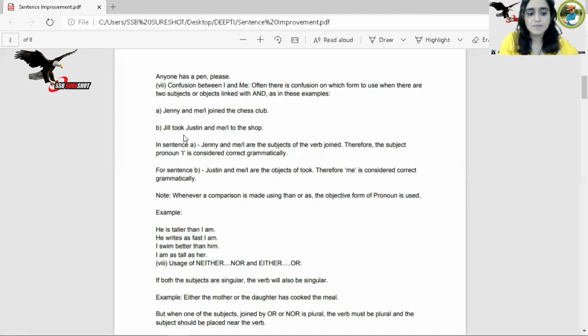Look at sentence B. Jill took Justin and me / I to the shop. Justin and me / I are the objects in this sentence, right? Jill is the one who's doing the action on both of you, of taking both of you to the shop. So Jill is the subject here and Justin and me / I are the objects. Therefore, me is considered correct grammatically. So Jill took Justin and me to the shop.